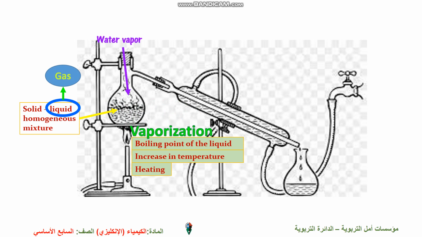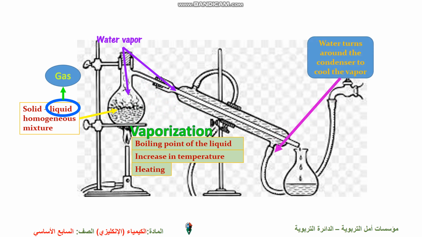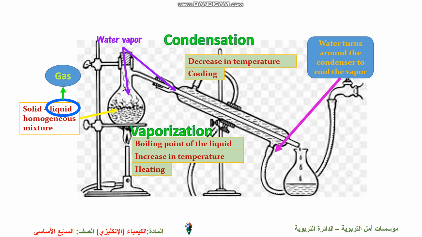The vapor, the water vapor here, will go upward, and it can't go outside, it will go to the condenser. The condenser here is connected to the tap water, where the water from the tap is turned around the condenser to cool the vapor. So here the cooling will take place, that is, a decrease in temperature, which means condensation. So it changes from gas into liquid again.